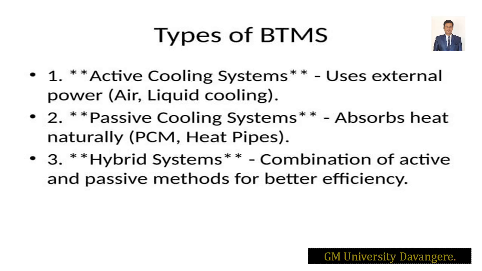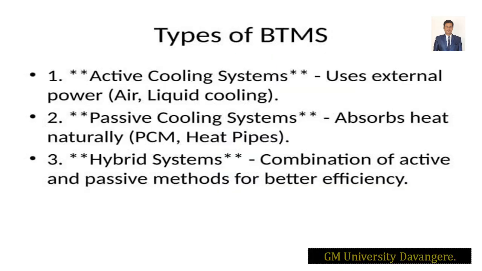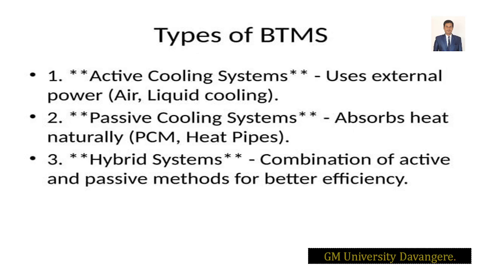The fan is what provides the active cooling, right? Next we have heat dissipation. Heat dissipation uses natural convection and radiation to dissipate the heat without any extra energy, using certain materials which we can call PCM, phase change materials.